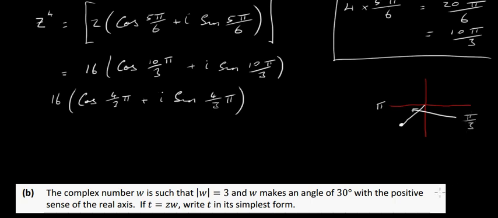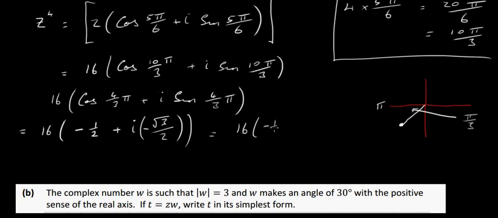So if you take the cos of pi over 3, the cos of pi over 3 is a half. But remember, we're in the 3rd quadrant here, and cos is going to be negative in the 3rd quadrant. So it's going to be minus a half plus i times sine 4 over 3 pi. Well, the sine of 4 over 3 pi is going to be the same as the sine of pi over 3, and the sine of pi over 3 is root 3 over 2. However, sine is negative in the 3rd quadrant, so this is going to be negative. So in other words, our answer will be 16 times minus a half minus root 3 over 2 i.